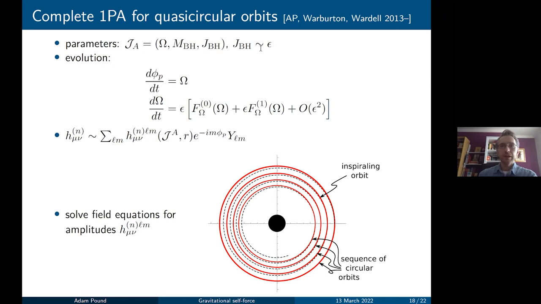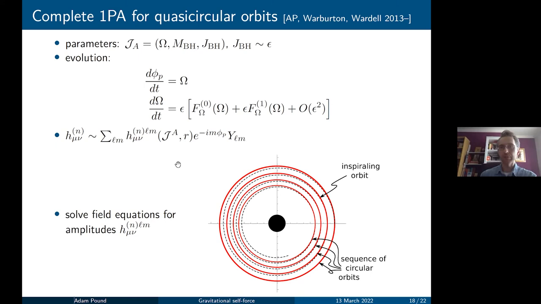Then our evolution equations are also quite simple. We just have one phase now. We don't have three phases. We just have the particle's azimuthal phase, phi_p. And we have equations telling us how omega changes with time. And we can write down, or we have written down, what these are in terms of the first and second order self-force. Then our metric perturbation has a simple form as well. The amplitudes depend on these three system parameters. We have a phase factor, and we additionally decompose into spherical harmonic modes, so that our amplitudes here only depend on r, and basically for each value of the frequency, we solve a radial ODE for an lm mode.